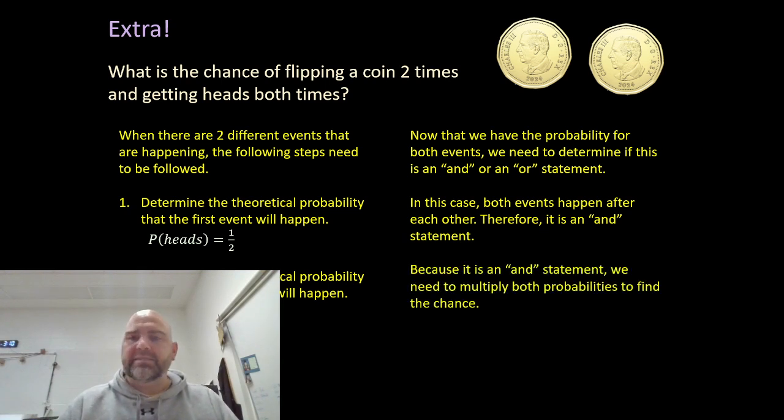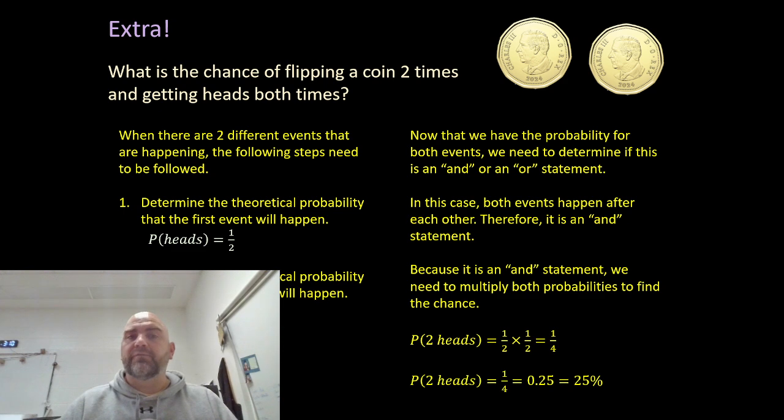Because it is an and statement, we need to multiply both probabilities to find the chance. So the probability of us getting two heads is going to be the first heads, 1/2, and now we multiply by 1/2, so we get an answer of 1/4. Therefore, the probability of flipping a coin and getting heads back-to-back is 1/4, or as a decimal, 0.25, which is also a percentage of 25%.